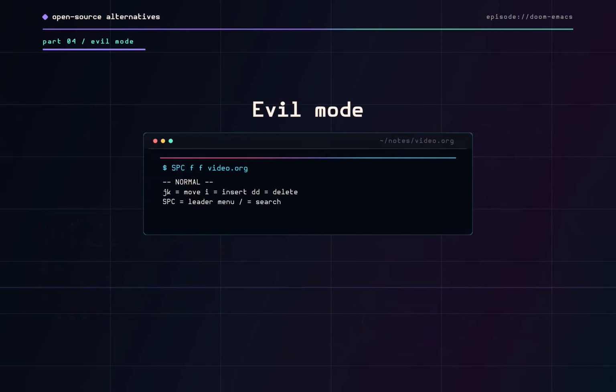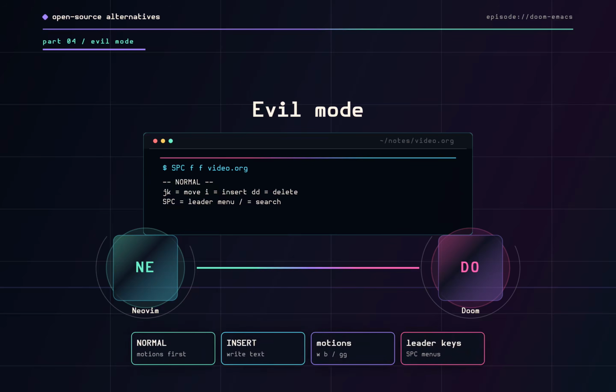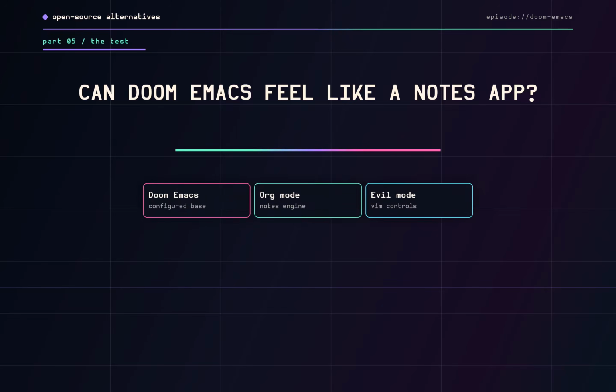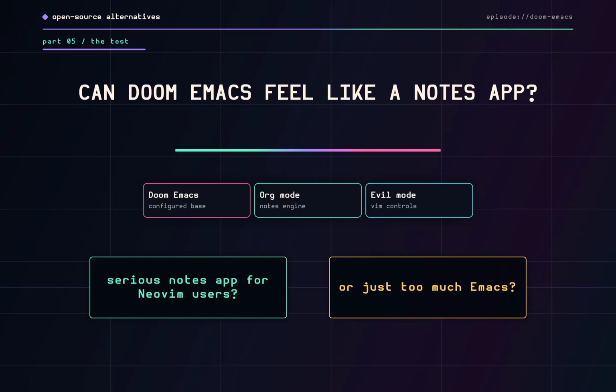And then there is also evil mode, which gives Emacs Vim style controls. So if you come from Vim or Neovim, you still get the normal mode, insert mode, motions, leader keys, and that general modal editing feel. So the question for this video is, can Doom Emacs with org mode and evil feel like a serious note app for Neovim users or Obsidian users, or is it just a little bit too much Emacs?